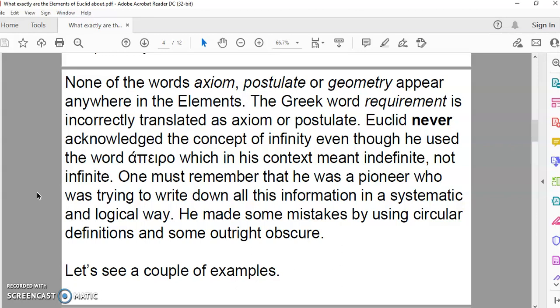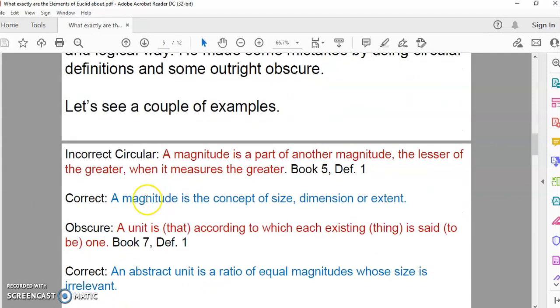Euclid never acknowledged the concept of infinity, even though he used the word apeiron, which in his context meant indefinite, not infinite. One must remember that he was a pioneer who was trying to write down all this information in a systematic and logical way. He made some mistakes by using circular definitions and some which were outright obscure. Let's see a couple of examples.